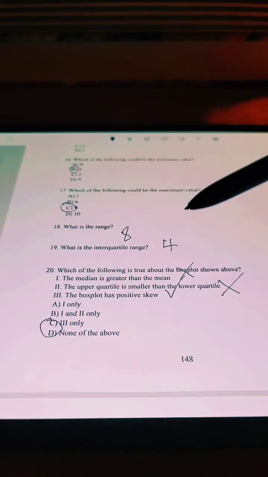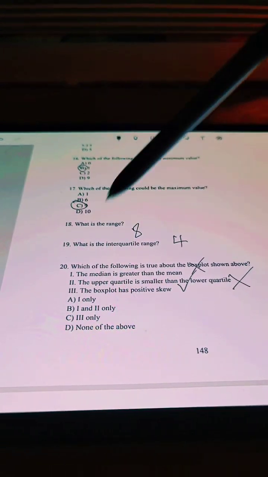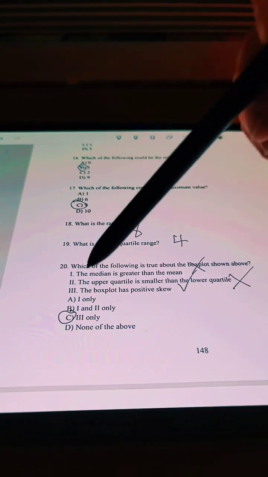Number 3 only. Whoops, I cannot circle. It's hard to do that at the same time as holding the phone and everything.